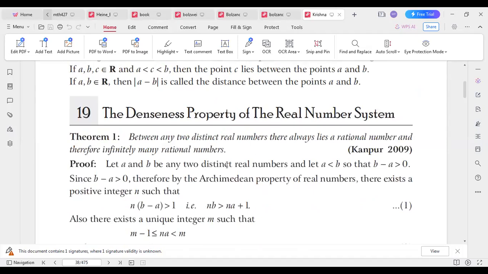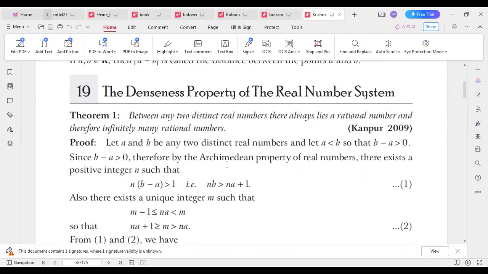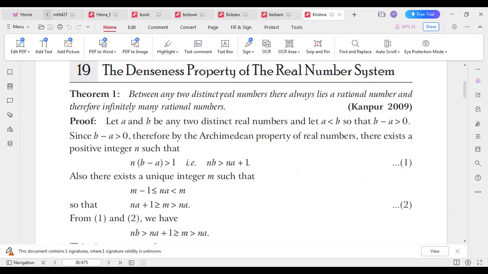Now, the denseness property of the real number system. Between any two distinct real numbers, there always lies a rational number, and therefore infinitely many rational numbers. Proof: let a and b be any two distinct real numbers, that means a is less than b. So b minus a is positive. Since b minus a is positive, by the Archimedean property, we can write n(b minus a) is greater than 1, that is nb is greater than na plus 1.